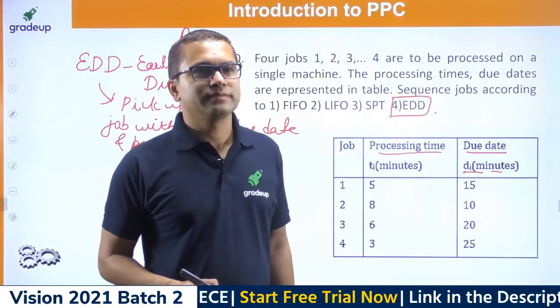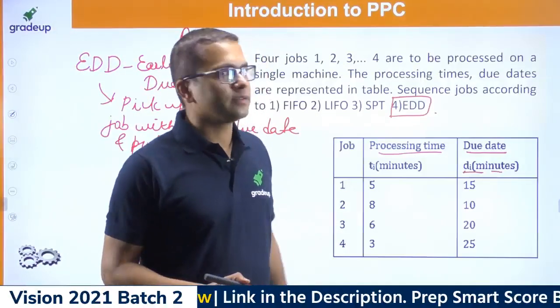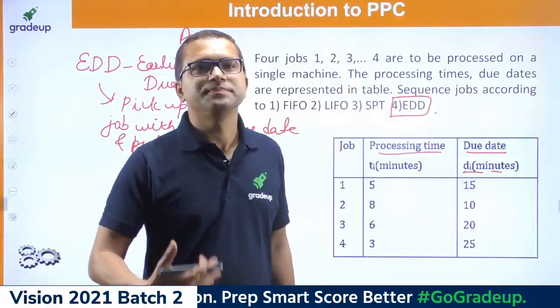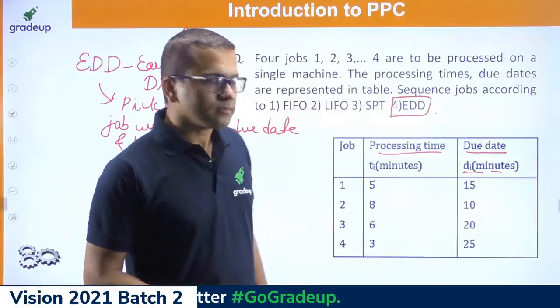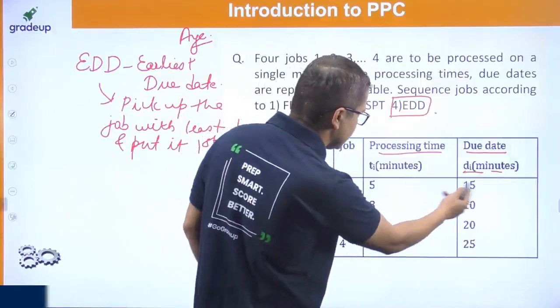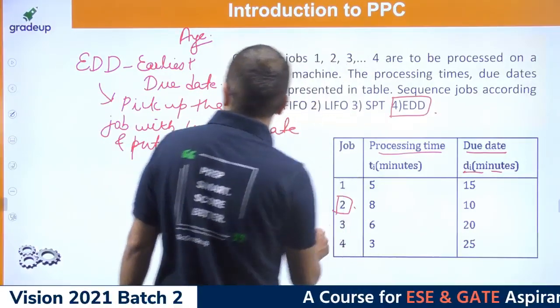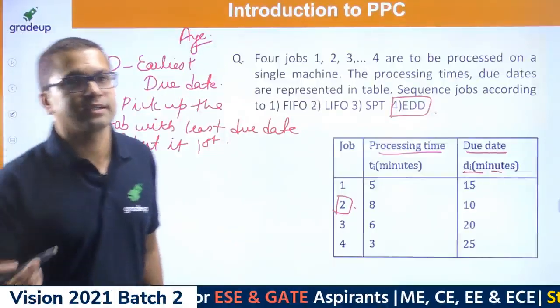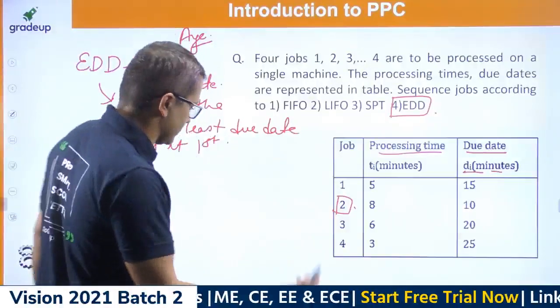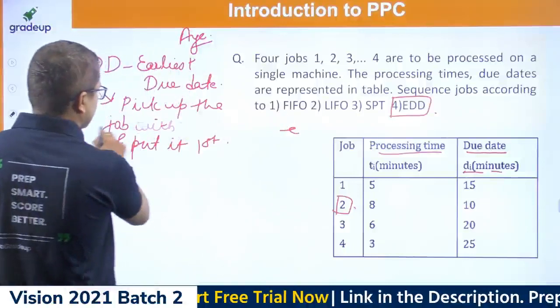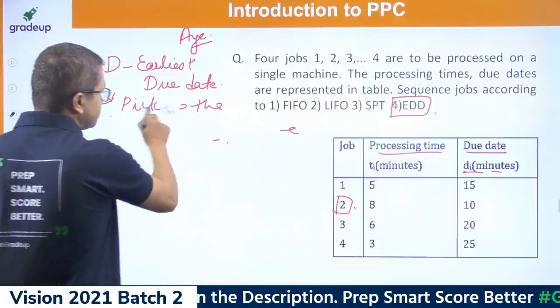Sunil Kumar, okay, let's do this here. Which one of these has the least due date? That is the second. So the second is going to be first in this list. Let's do this and see where we reach.